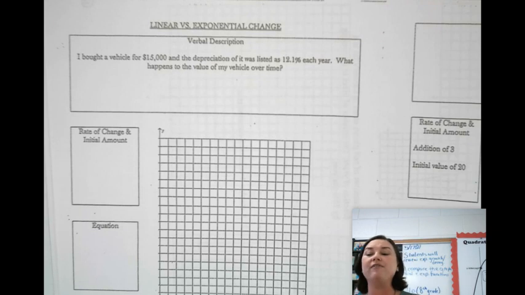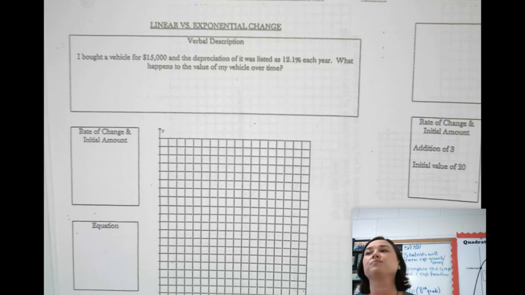It says, I bought a vehicle for $15,000, and the depreciation of it was listed at 12.1% each year. What happens to the value of my vehicle over time? This is just a word problem. They don't want the answer yet, okay? The first thing we have to figure out is, is this linear or is this exponential?